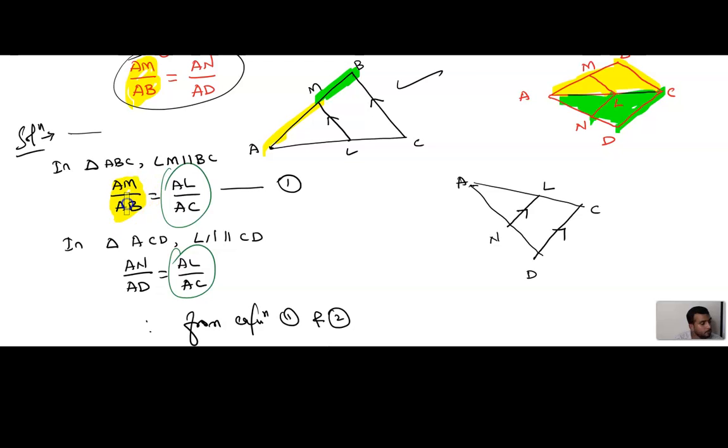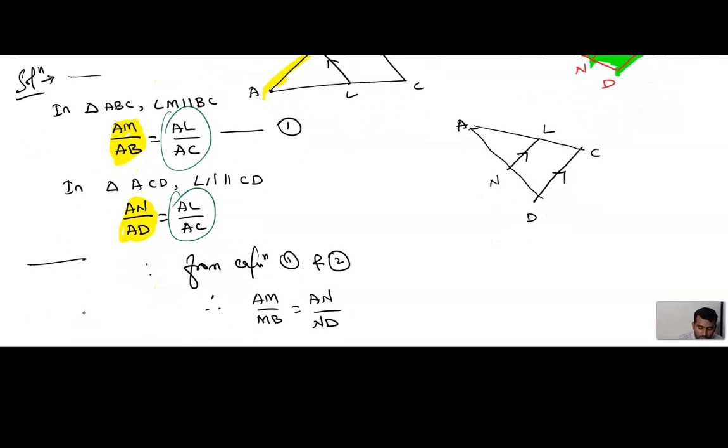So LHS is AM by AB, and here what is the RHS? AN by AD. So from equation 1 and 2, AM by AB is equal to AN by AD. Hence proved. That's all. Because in exam they may give you a twist like this.